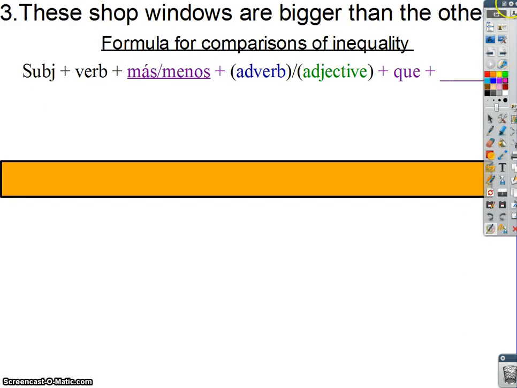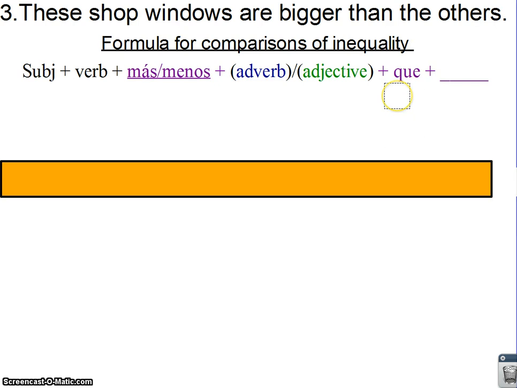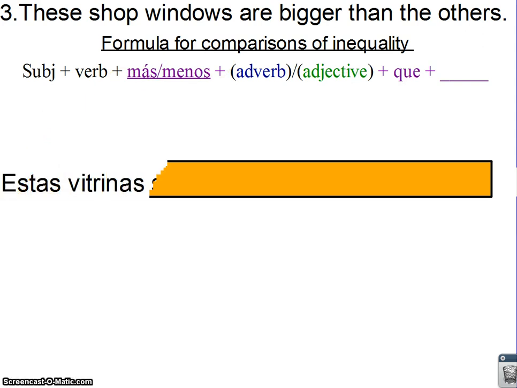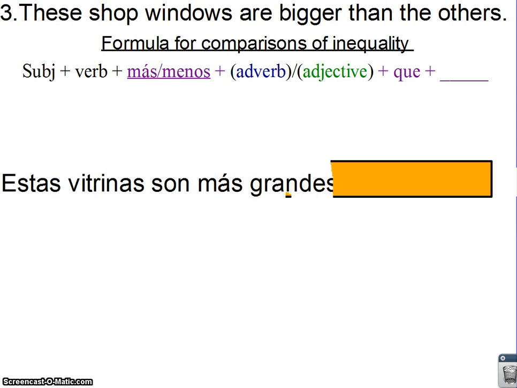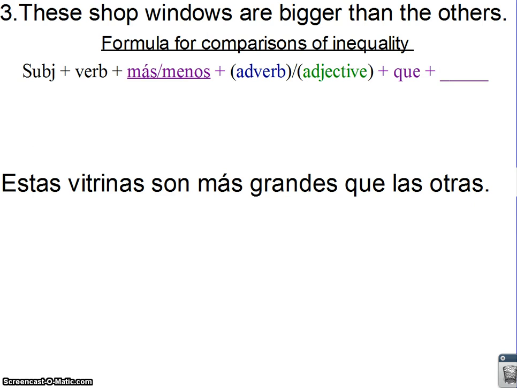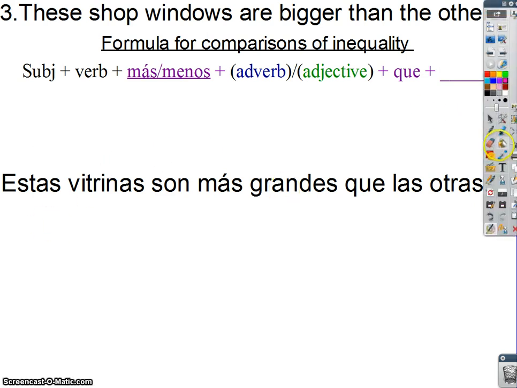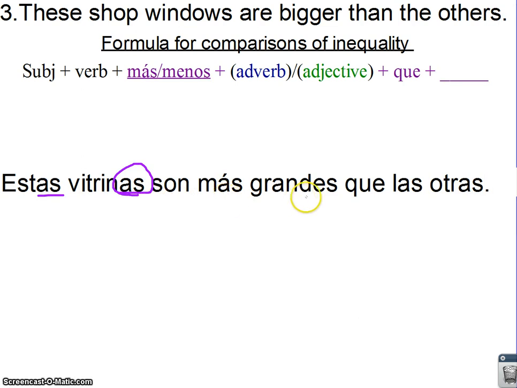Number 3, these shop windows are bigger than the others. Hopefully you recognize that this is a comparison of inequality. Bigger. There is no way to say bigger in Spanish, so we say more big. Estas, to match vitrinas, are, son, más grandes, more big, than the others. All of these things have to match vitrinas: grandes, las otras, and don't forget you always conjugate your verb for your subject, so they are.